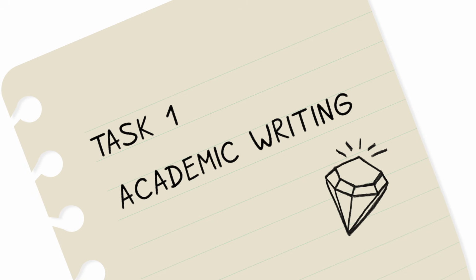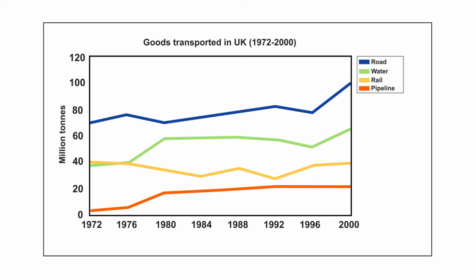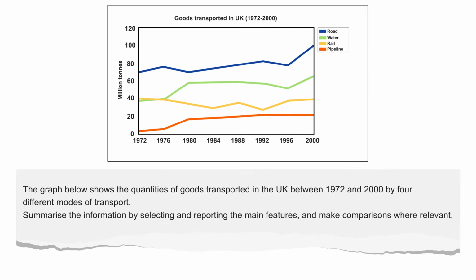So first take a look at the question. Let's see what the question is about, and then we'll analyze the data first of all, and then we'll start with writing our planning, how to plan, and then starting writing our full report. So that is our line graph, and the graph below shows the quantities of goods transported in the UK between 1972 and 2000 by 4 different modes of transport. All right, as you can see, this is an example of a line graph.